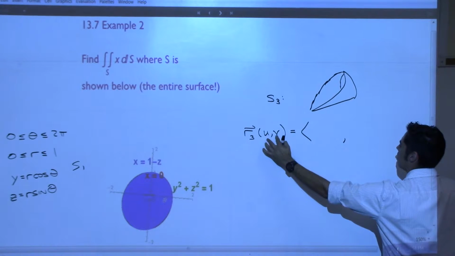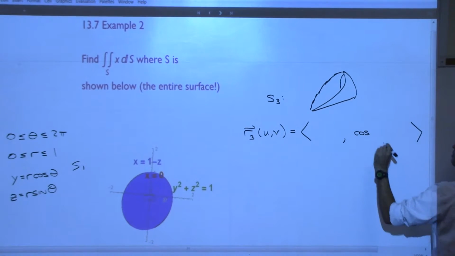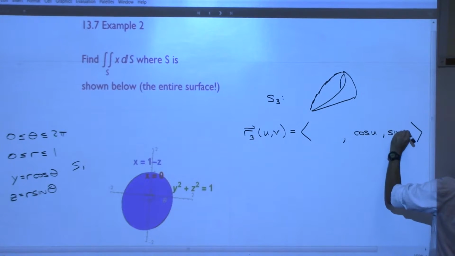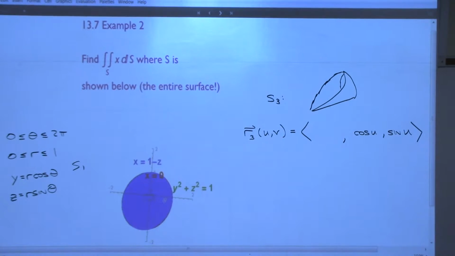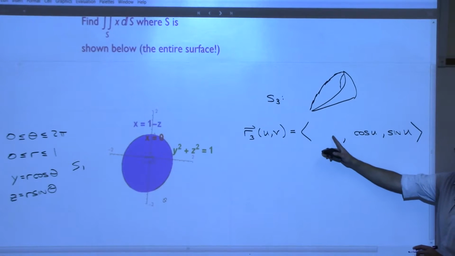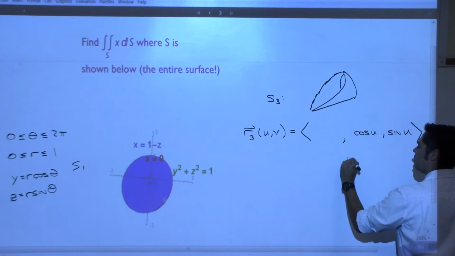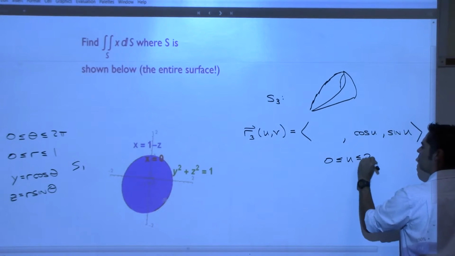I've got to use these, right? So cosine, what do you want to use? U. Sine, U. That should draw me a unit circle in the YZ plane. And then the V here, you'll control it in the inequality, right? So U is going to be between 0 and 2 pi to draw me circles.